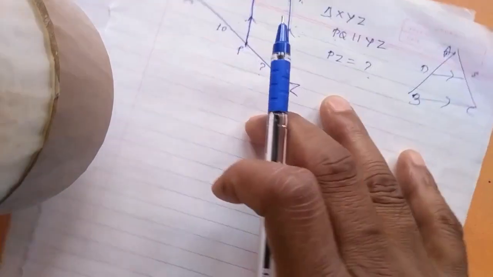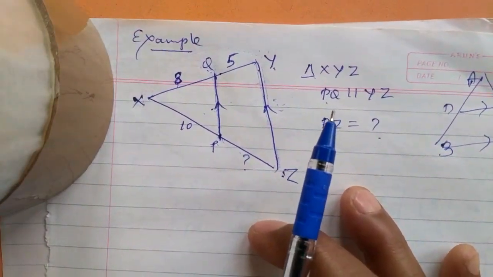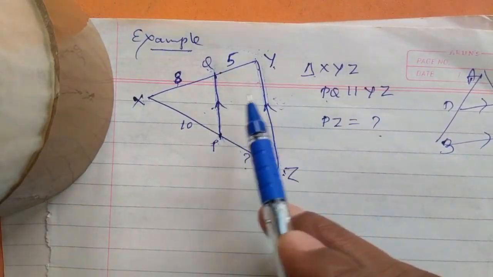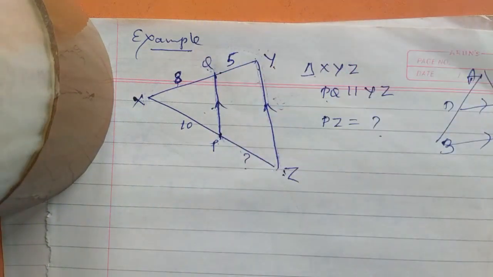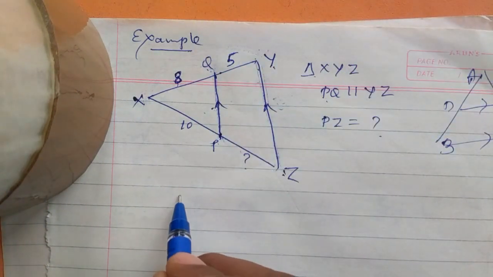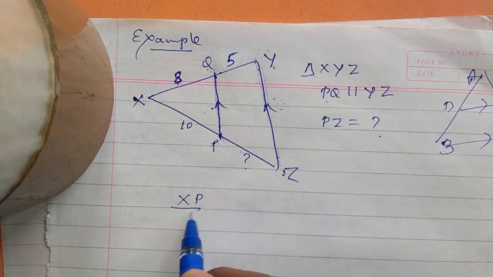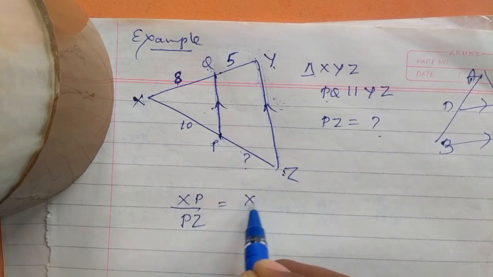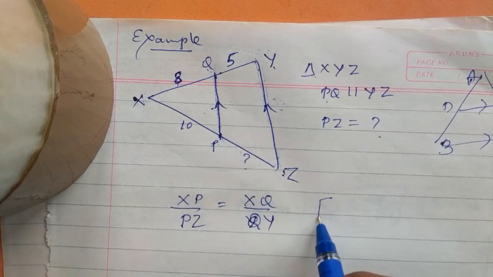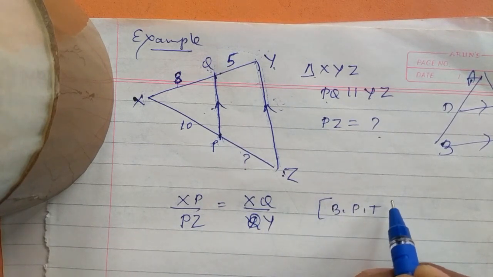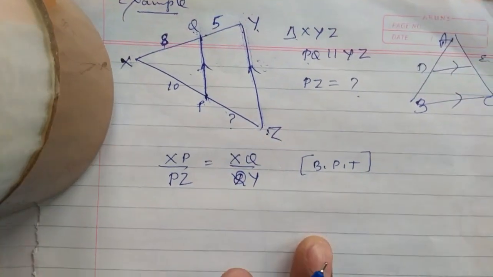There are two ways of writing BPT, so you can follow any one. So when these two sides are parallel, turn the diagram by 90 degrees and write XP by PZ is equal to XQ by QY because of the BPT, and substitute the given values and find the unknown.